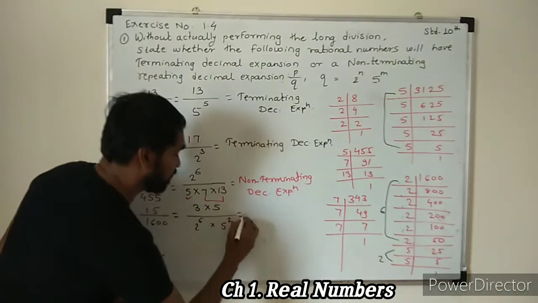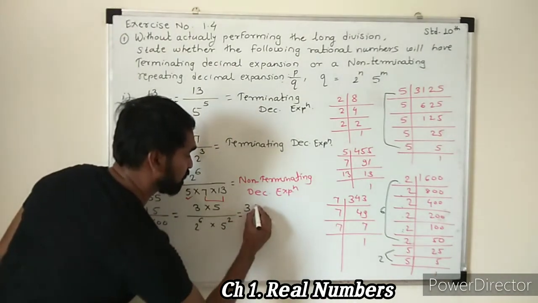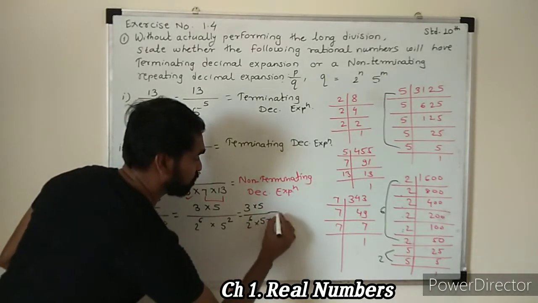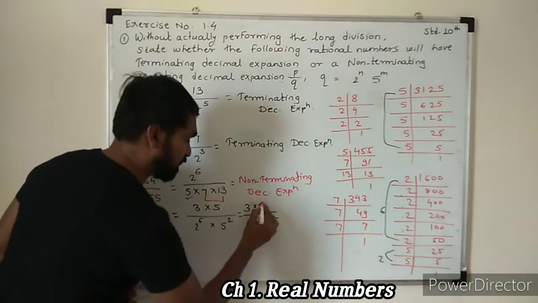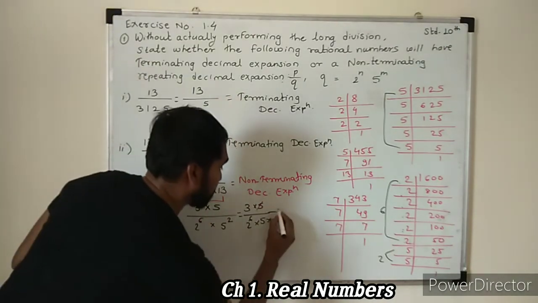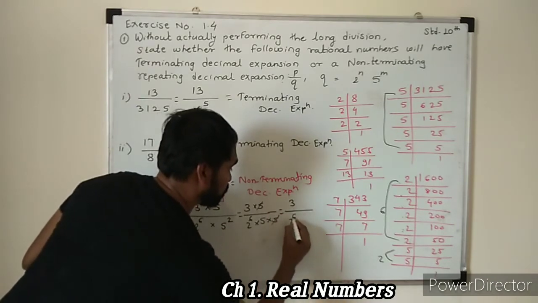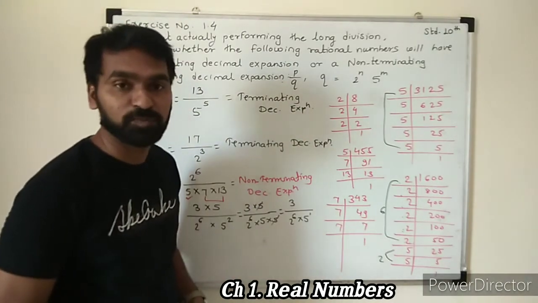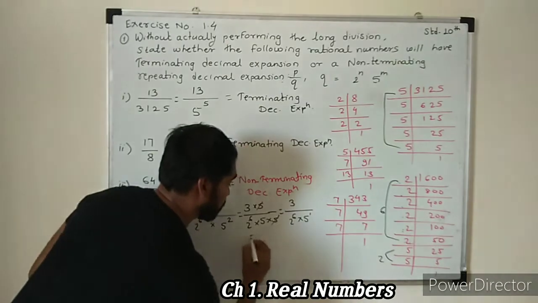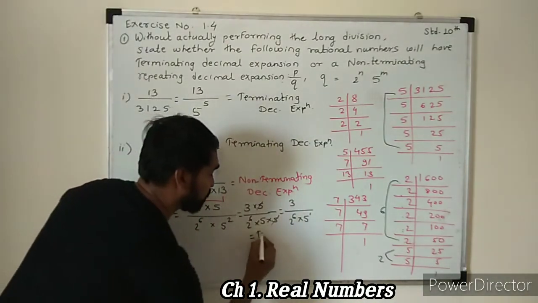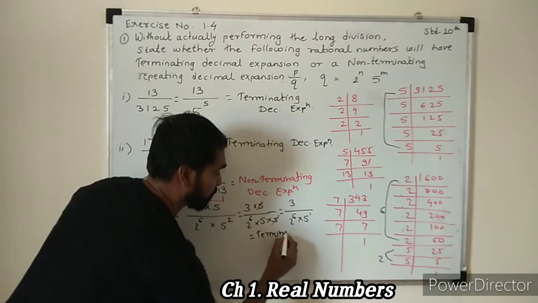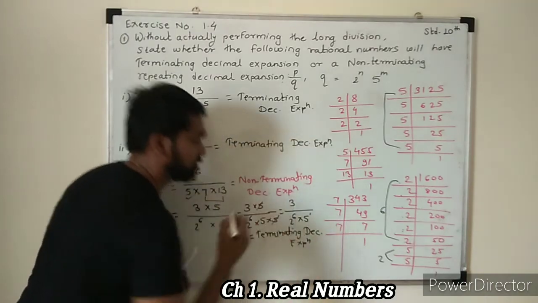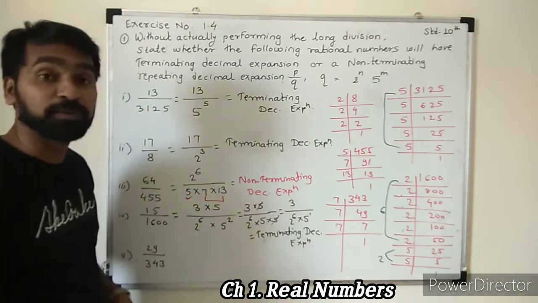Right? Now see here in numerator 3 multiply 5. So 3 multiply 5 upon 2 raised to 6 multiply 5 raised to 2 means 5 into 5. Right? So here one 5 gets cancelled. So the remaining is 3 upon 2 raised to 6 multiply 5 raised to 1, means in the form of 2 and 5's power. Right? So here this is what? Terminating decimal expansion. Okay.